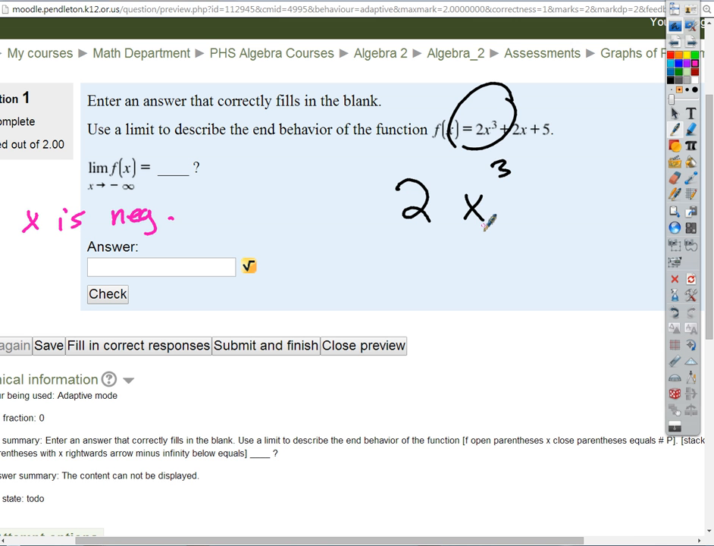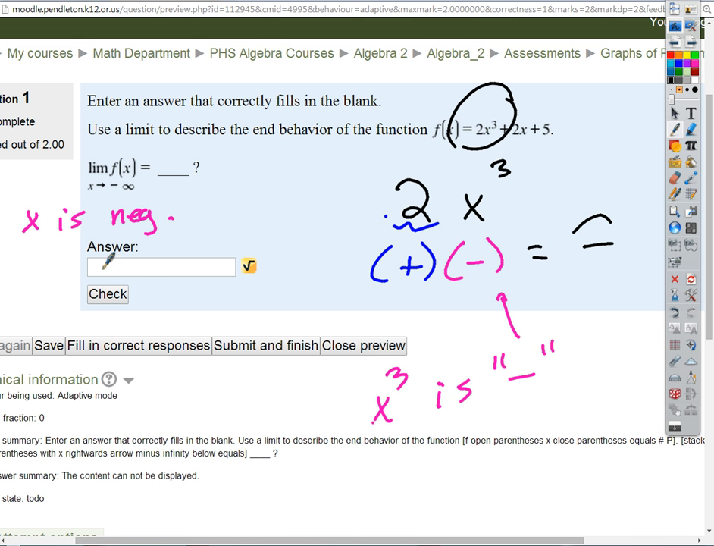Negative. Everybody agree? So x cubed, when x is negative, x cubed is negative, right? 2 is positive or negative? Positive. So we get the product then of a positive factor times a negative factor equals what? Negative. So the answer is negative infinity.